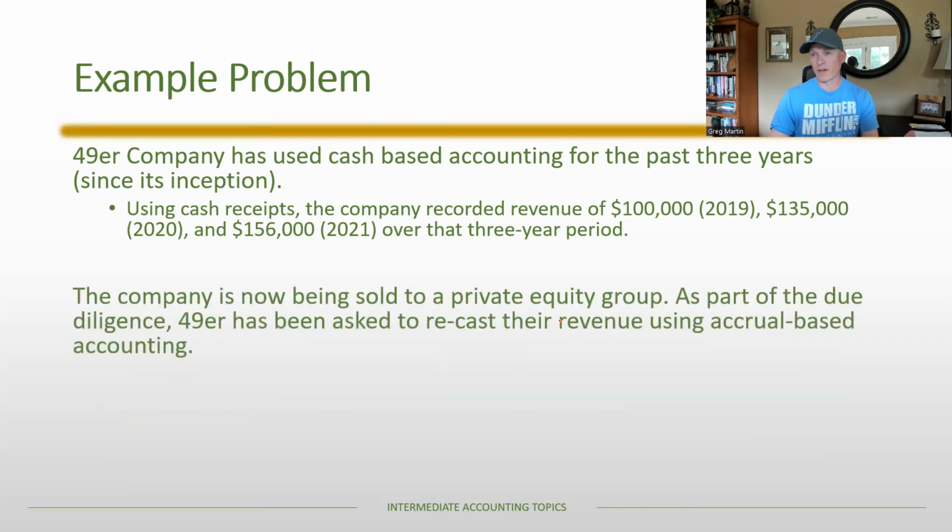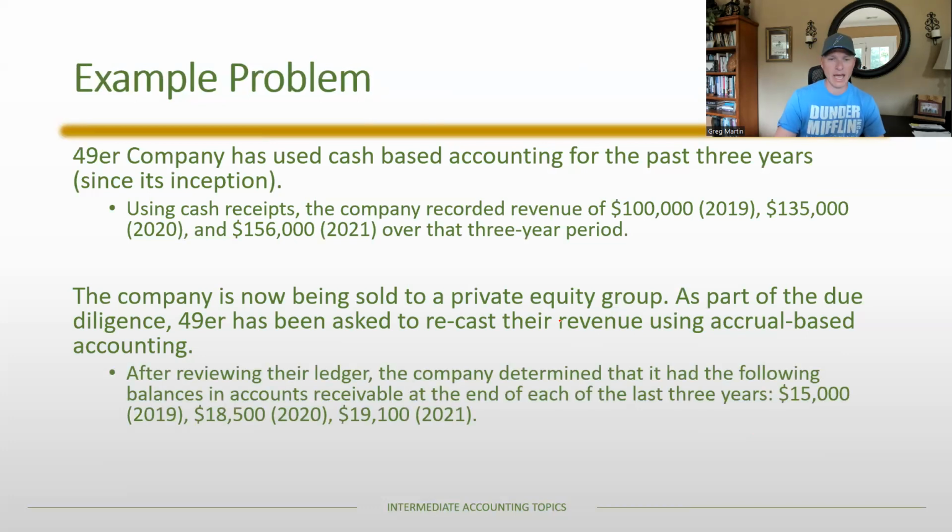Now they're being sold to a private equity group. The private equity group requires accrual-based accounting, so they need to figure out what to do. How do we recast our cash into accruals? The information we need is, were there any receivables? That is the accrual account related to our sales. Unearned revenue would be the other one, but this company, for whatever reason, didn't have that.